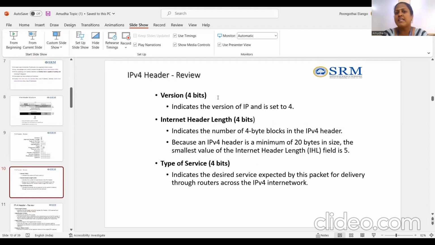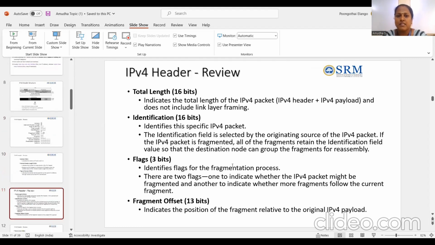So the version indicates the version of the IPv4 address. The internet header length is 4 bits in length. It indicates the number of blocks represented in the IPv4 header. And the type of service indicates the desired service expected by the packet before delivery.